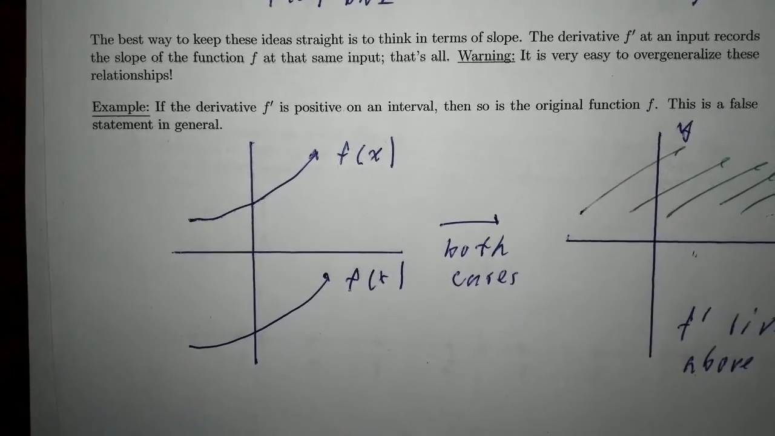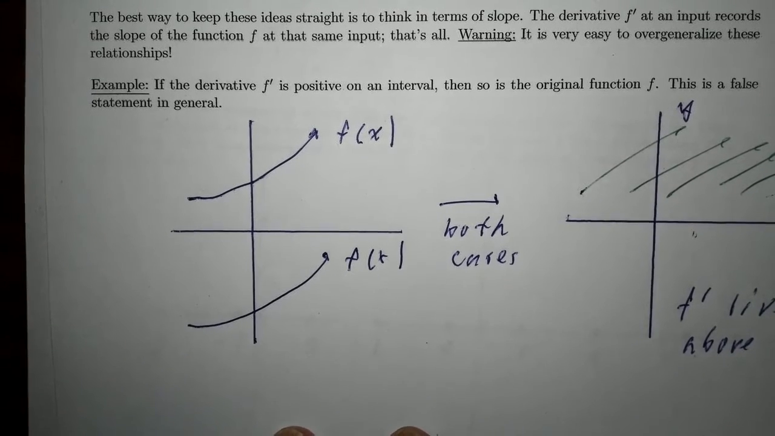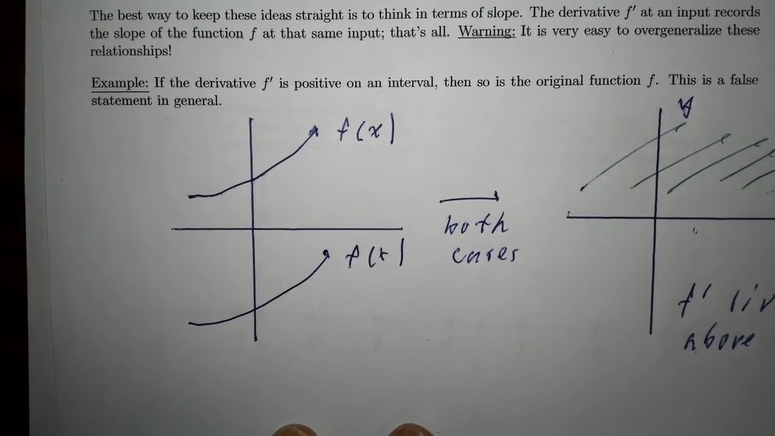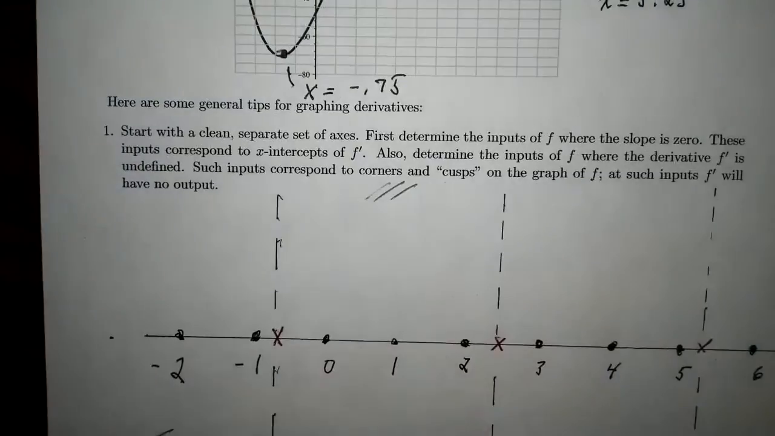As a word of warning, I would suggest you not use the word it. It's very tempting to say, well, it is increasing, therefore it is positive. When you say it, do you mean the function? Do you mean the derivative? What do you mean?